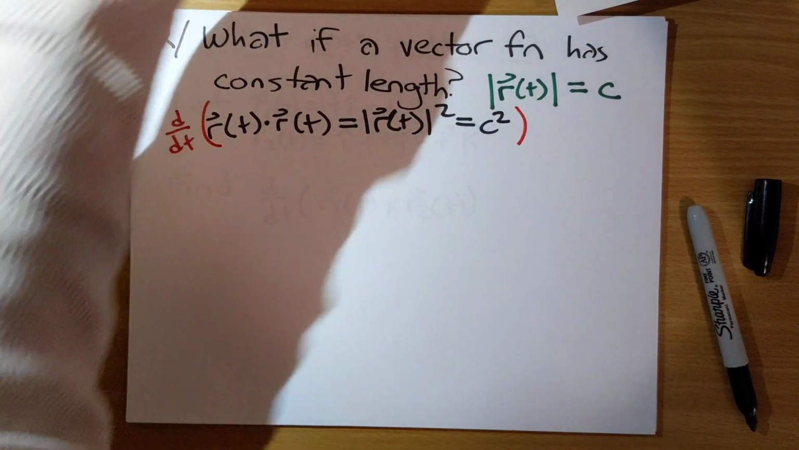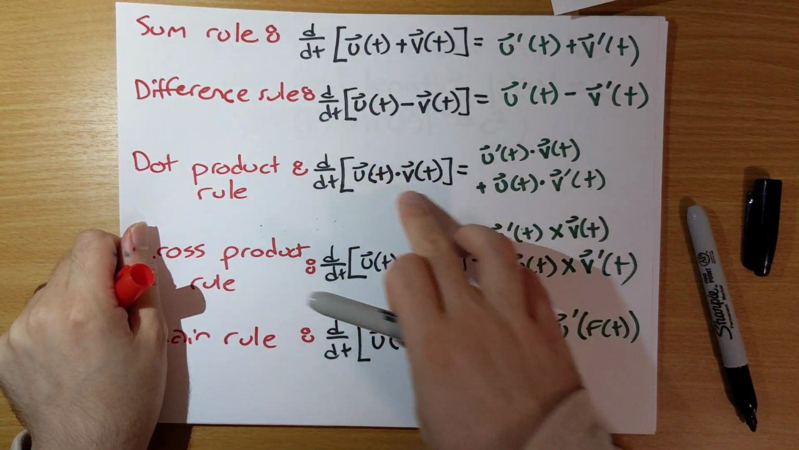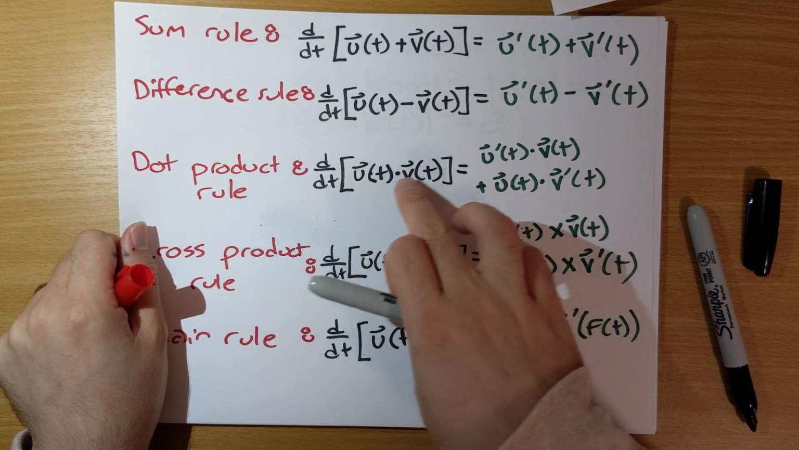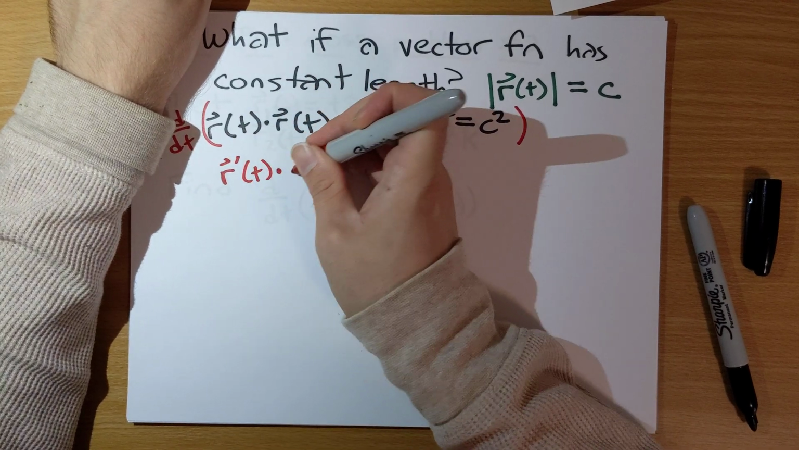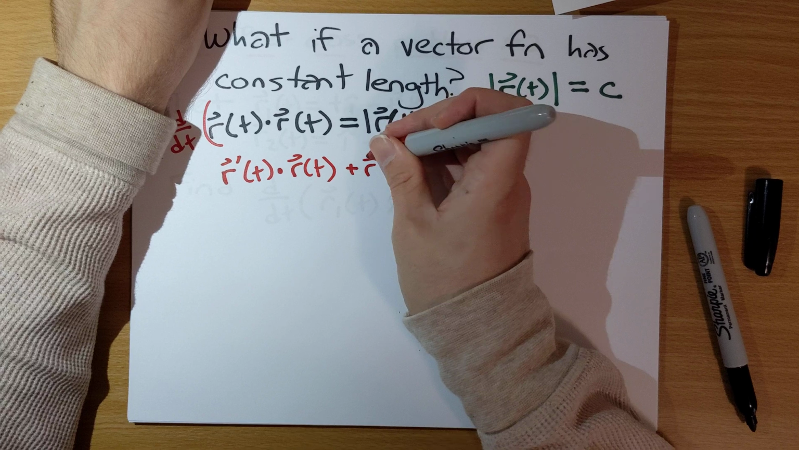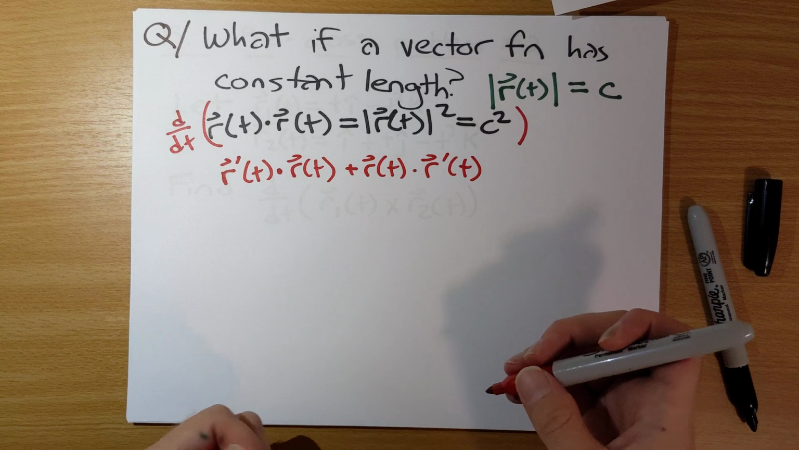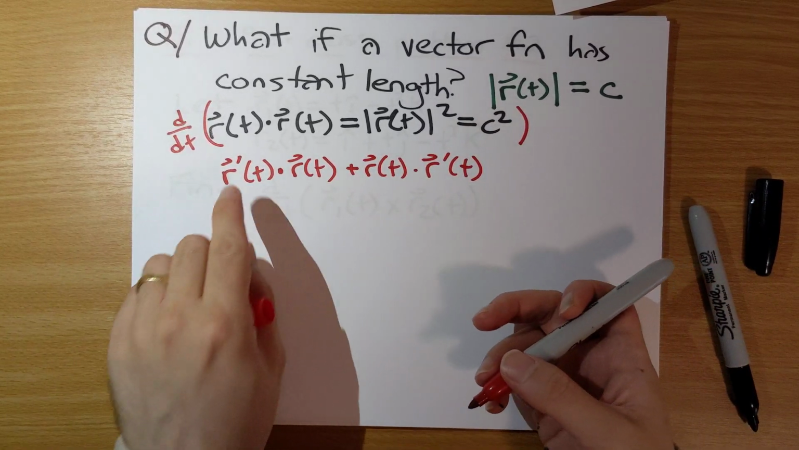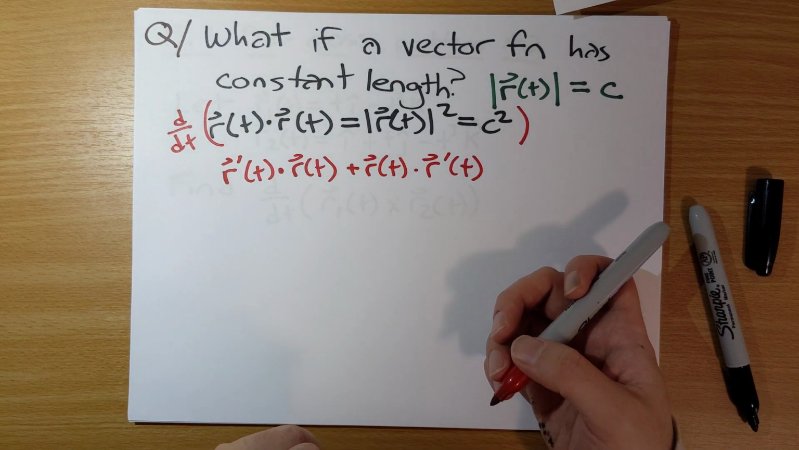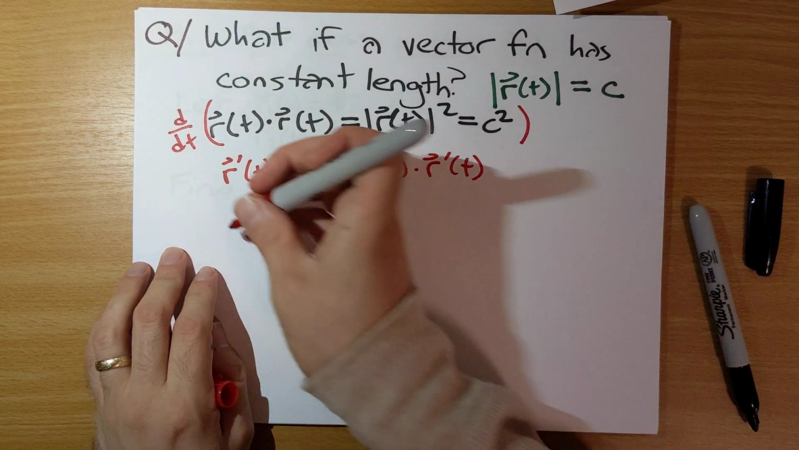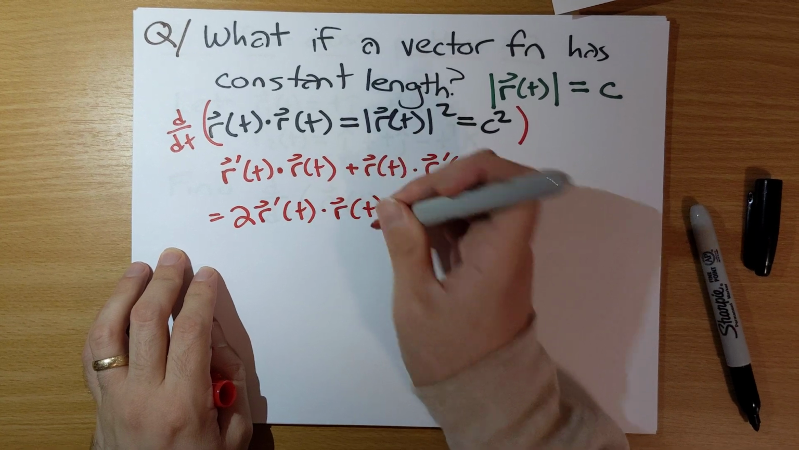Well, by our dot product rule, we're applying the dot product rule with r of t being both u of t and v of t. And so we would attain r prime of t dot r of t plus r of t dot r prime of t. But then the dot product is commutative. So this is r prime dot r, this is r dot r prime. Those are the same thing because the dot product is commutative. So this is really 2r prime of t dot r of t.